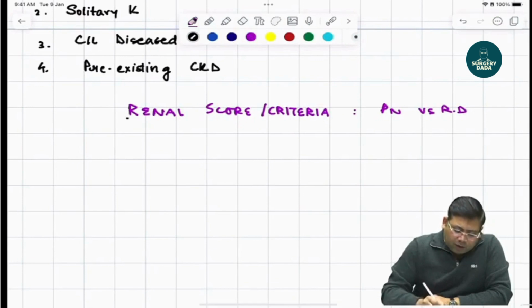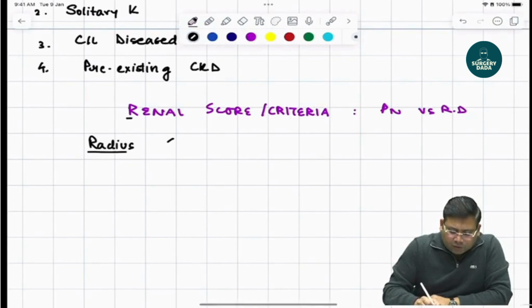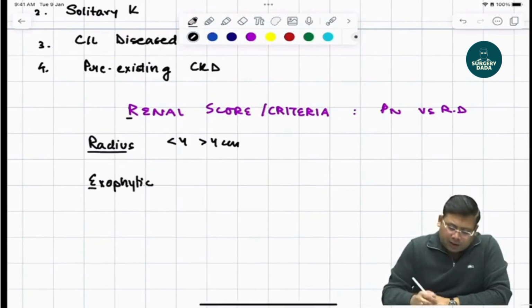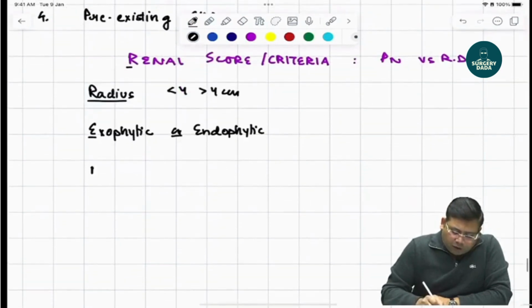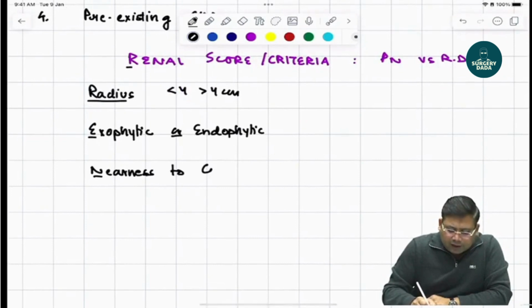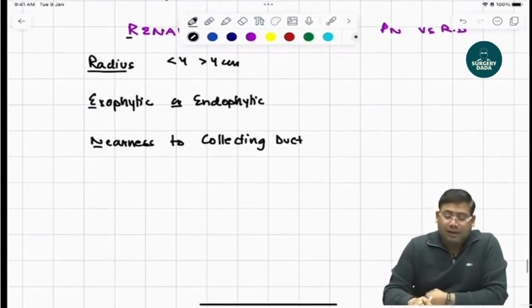When we talk about RENAL, R stands for the radius of the tumor, so less than 4 centimeters or more than 4 centimeters. Then E stands for exophytic, that means the tumor is extending outside the kidney, or endophytic. Then N is nearness to the collecting duct. Nearness to the collecting duct means more incidence of vascular extension.